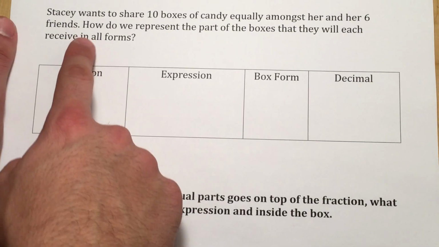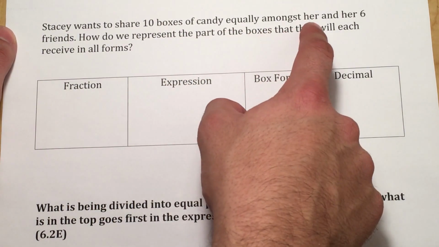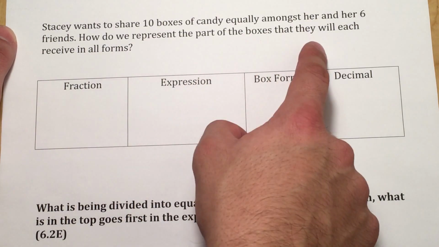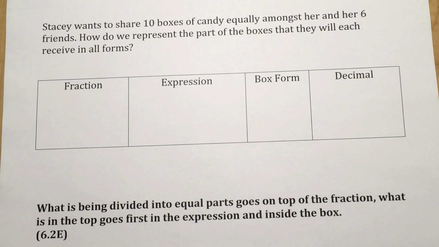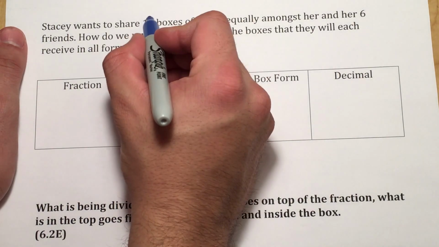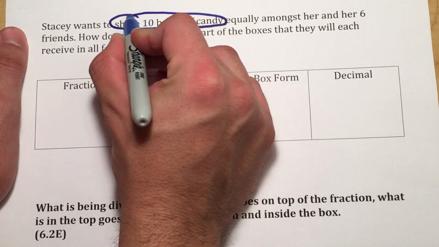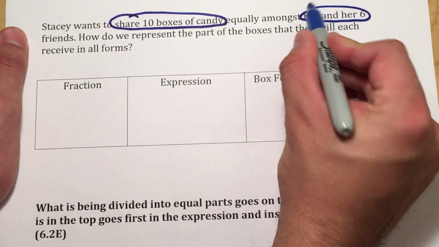It says Stacy wants to share 10 boxes of candies equally amongst her and her 6 friends. How do we represent the part of the boxes that they will each receive in all forms? So the very first thing we want to ask ourselves is, what's important? Well, we know that Stacy wants to share 10 boxes of candies, so that's important there, amongst her and her 6 friends.